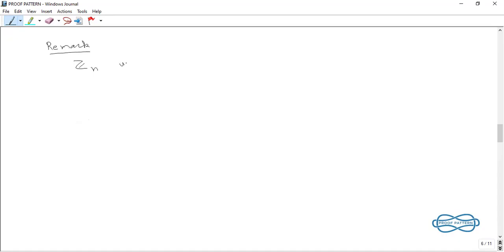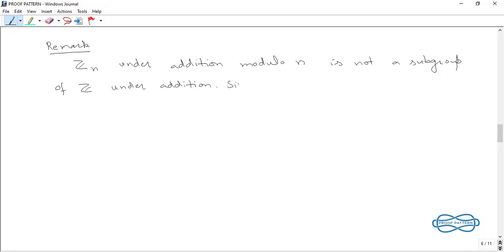Zn, which is a group under addition modulo n, is not a subgroup of the set of integers under addition, because addition modulo n is not the same operation as that of Z, which is classical addition or normal addition. Okay, we study some more examples.